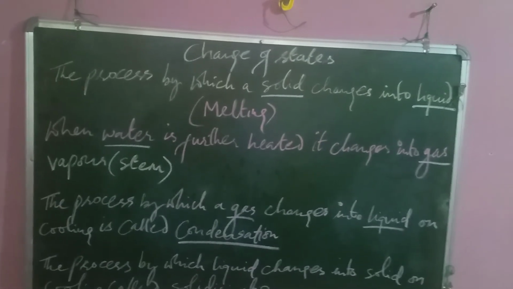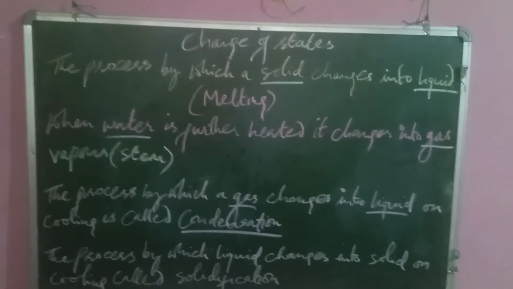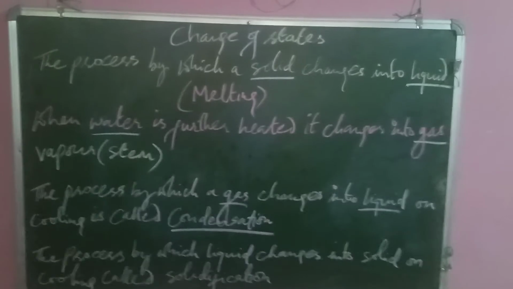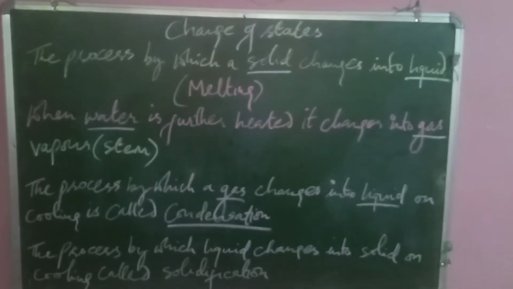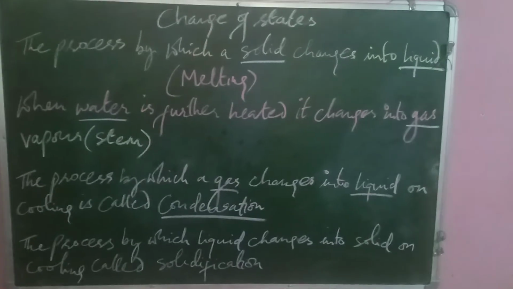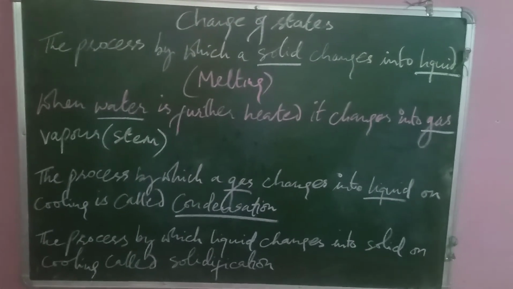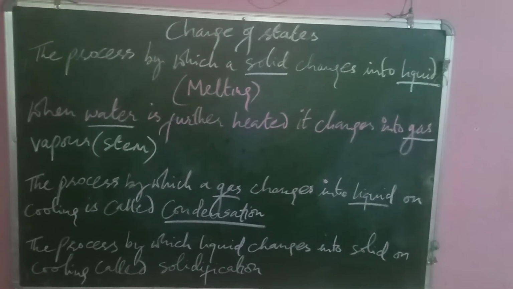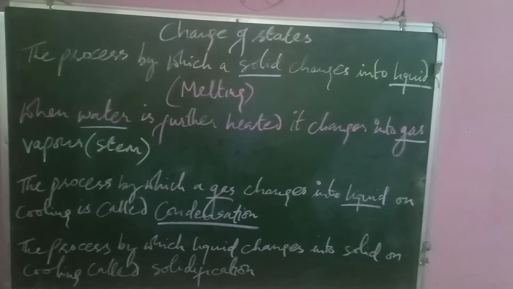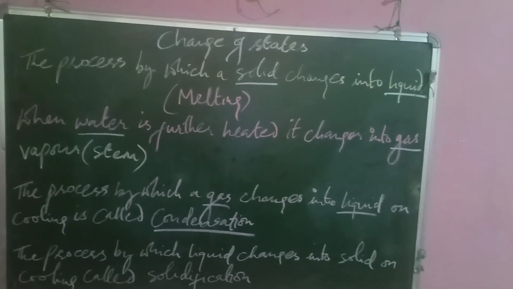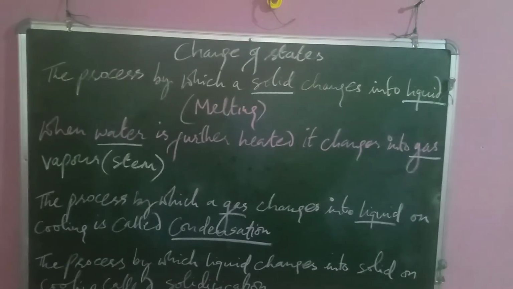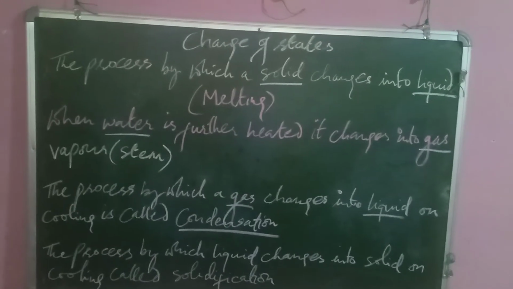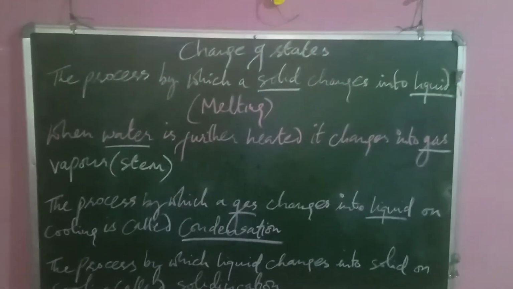The process by which a gas changes into a liquid on cooling is called condensation, and when a liquid changes into a solid by cooling, it is called solidification. Freezing of water into ice is a form of solidification. If you fill water in an ice tray and keep it in the freezer, you will see that after some time the water turns into ice. You might have noticed this in your home as well.